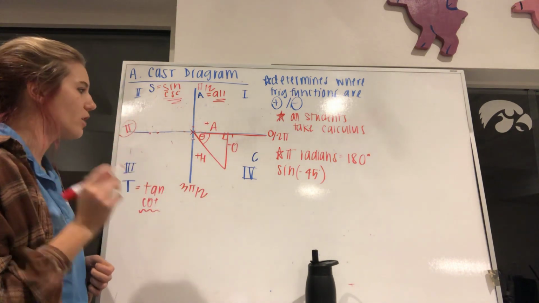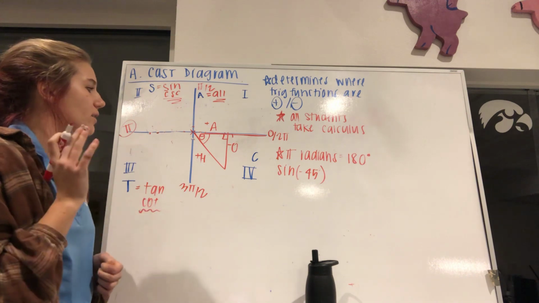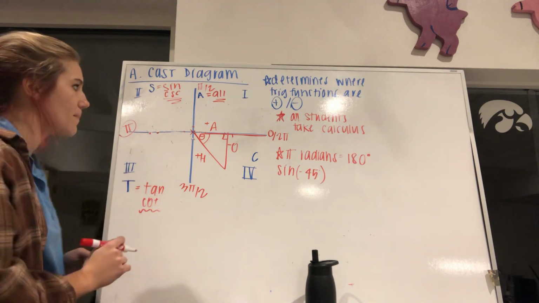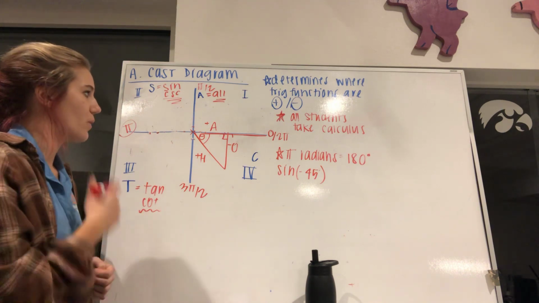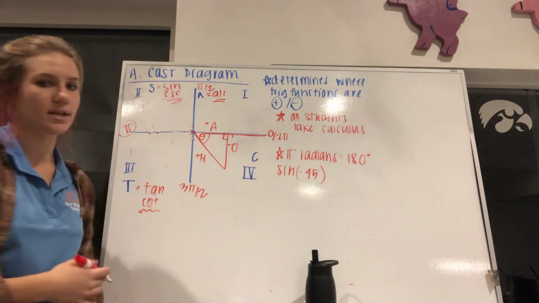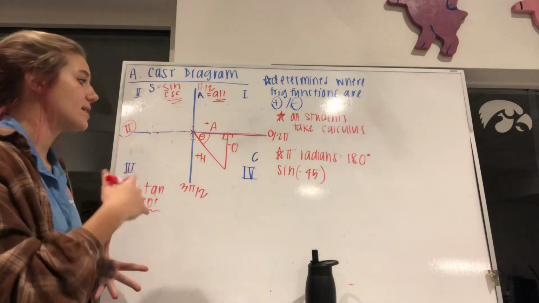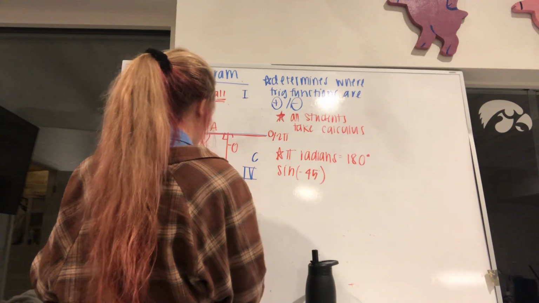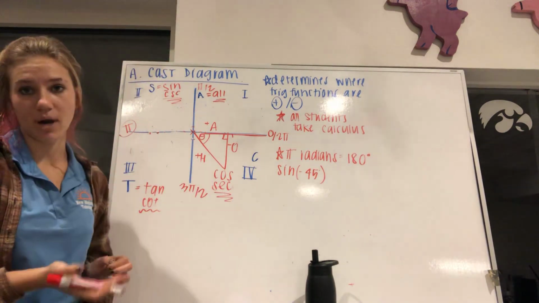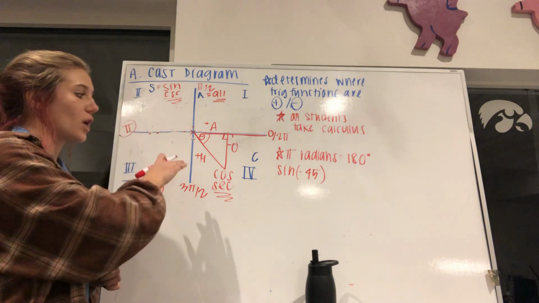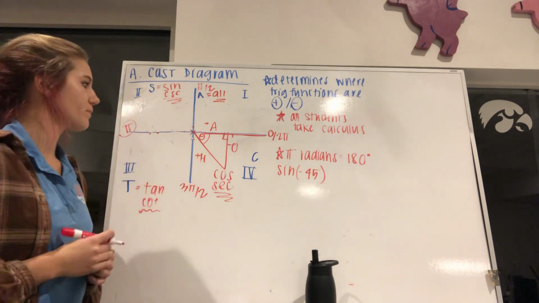And if we look here, we can see that cosine is going to be the only positive trig function in this, right? Because cosine is equal to adjacent over hypotenuse. Adjacent is positive, hypotenuse is positive. Cosine and secant, because secant is cosine's inverse, right? Cosine and secant are always going to be positive when the triangle is drawn in the fourth quadrant.